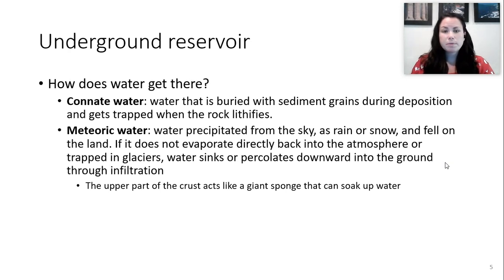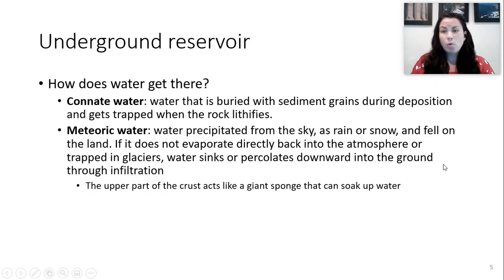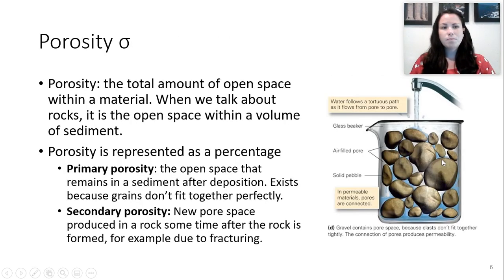And this is where water is precipitated from the sky, such as rain or snow, and it falls on the land. If it does not evaporate directly back into the atmosphere, or if it's not trapped in a glacier, the water sinks or percolates downward into the ground through infiltration. And this is where the uppermost part of the crust acts like a sponge and it can soak up all of that water. And recharge through meteoric water can take a very long time.